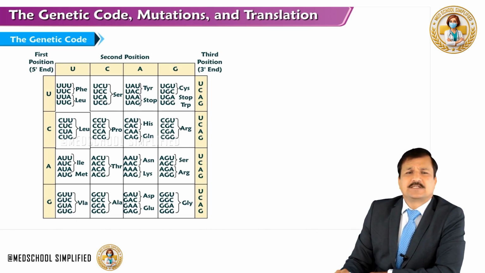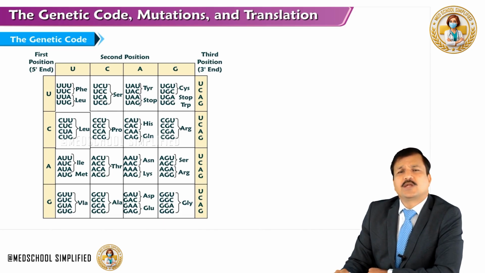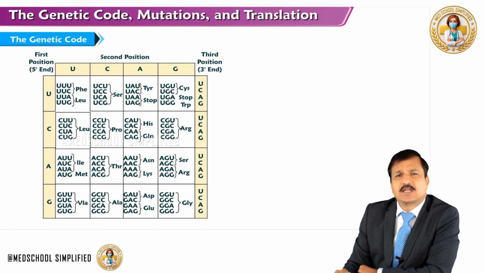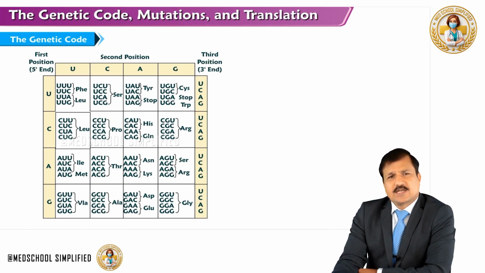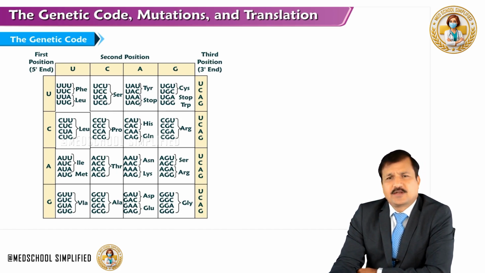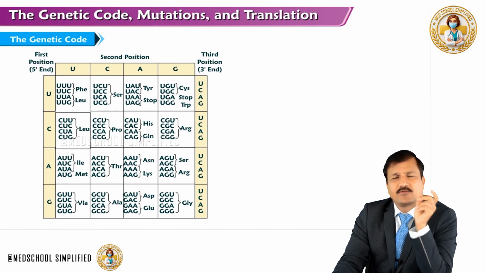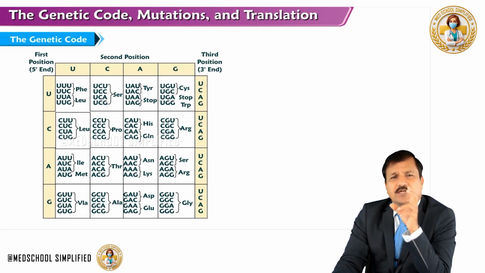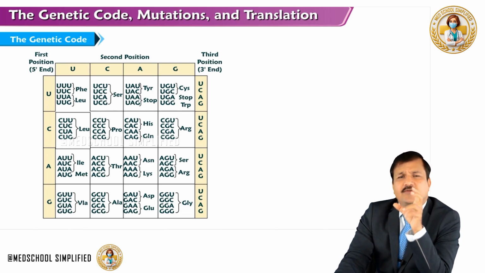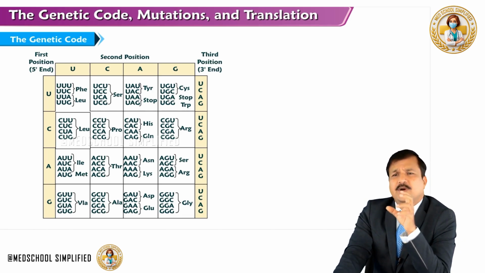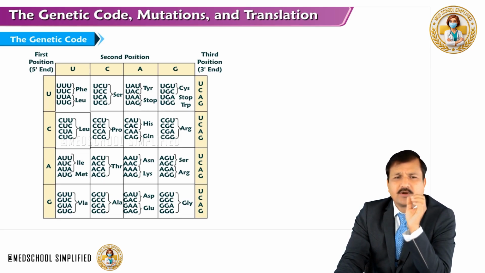The code is degenerate, meaning more than 1 codon can specify a single amino acid. All amino acids except methionine and tryptophan have more than 1 codon. For those amino acids having more than 1 codon, the first 2 bases in the codon are usually the same. The base in the 3rd position is the one that varies. Also note that the code is universal. That means the codon is the same in all organisms, with some minor exceptions that occur with mitochondria.